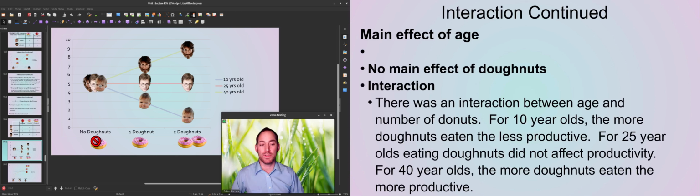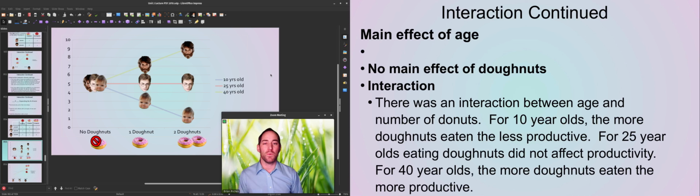For 10-year-olds, the more donuts they ate, the less productive they were. For 25-year-olds, donuts didn't affect productivity. They stayed making 5 Lego creations in that time. And for 40-year-olds, the more donuts they ate, the more productive they were. So I do wonder if we gave them 3 donuts, would they be even more productive, or would there be a point where it plateaued out and maybe they get sick from too much sugar and start producing less?